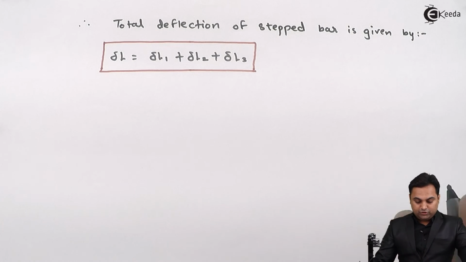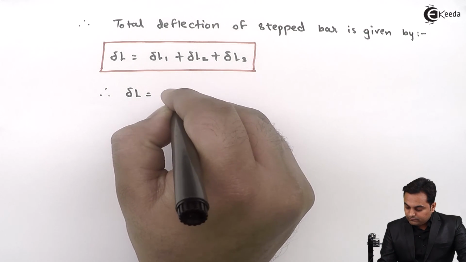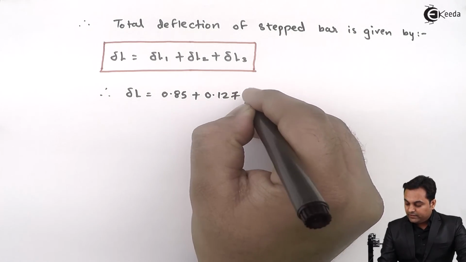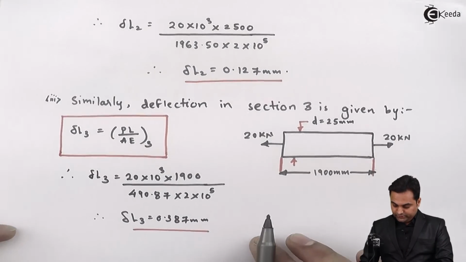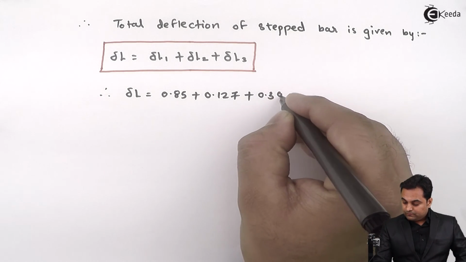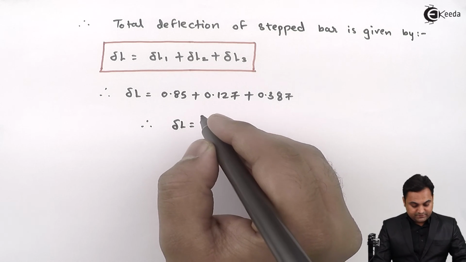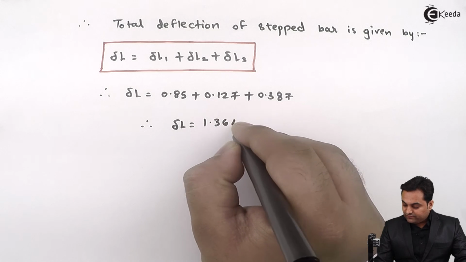Delta L1 was 0.85, delta L2 0.127, and delta L3, this value is 0.387. Now after adding them, I'll get my answer as, it comes out to be 1.364 mm.